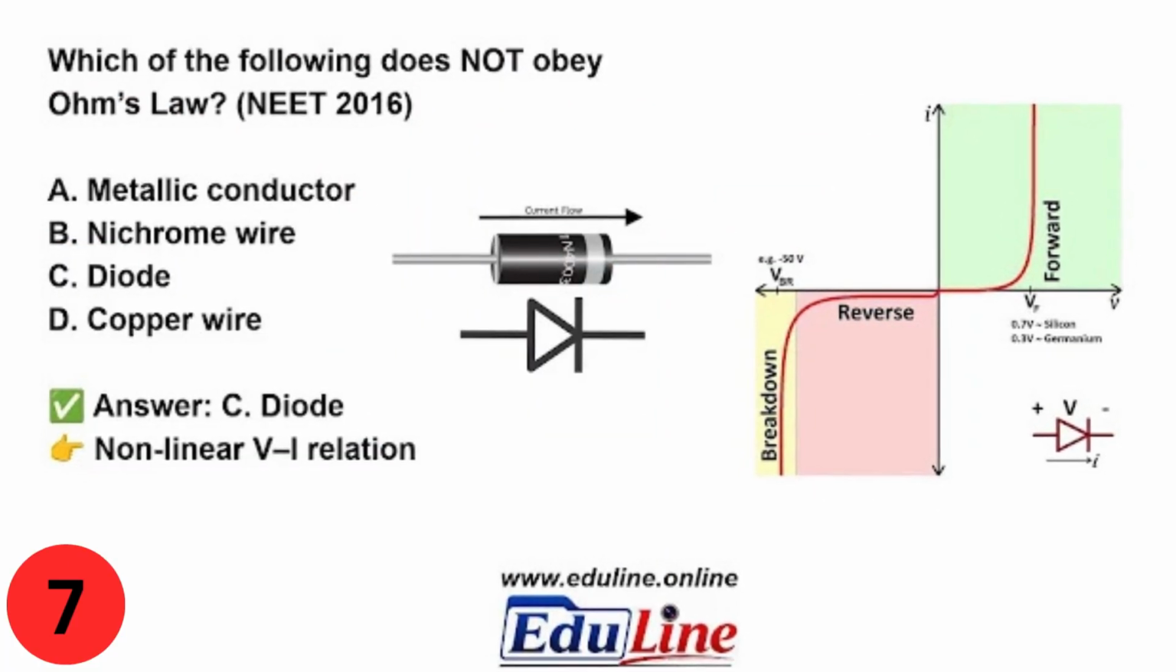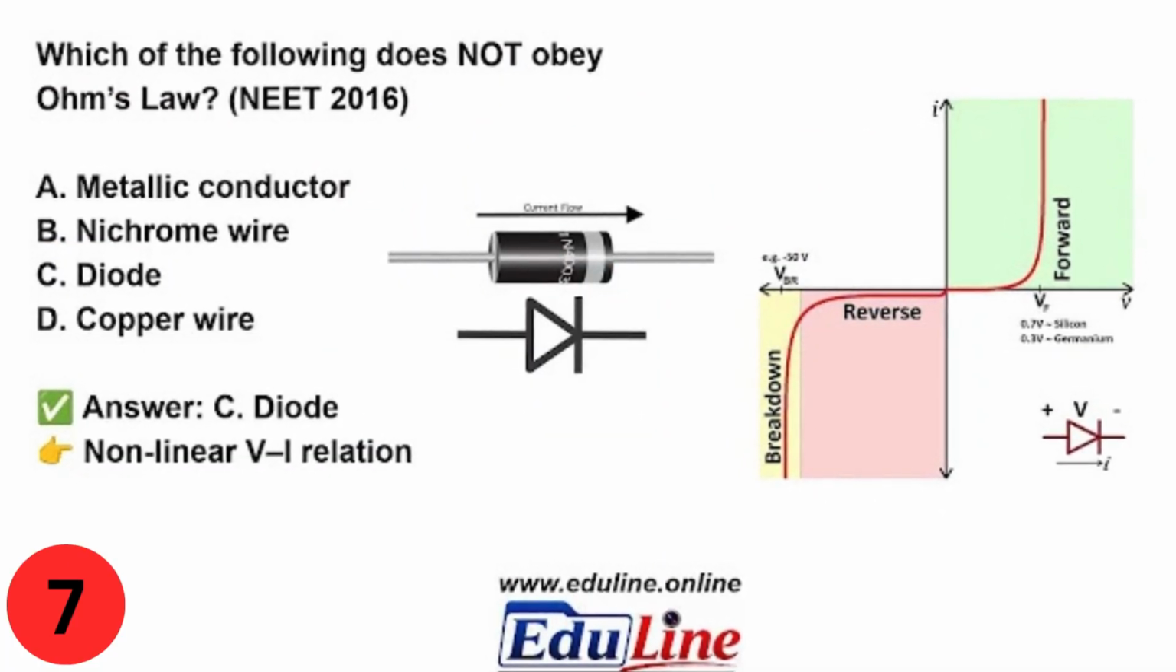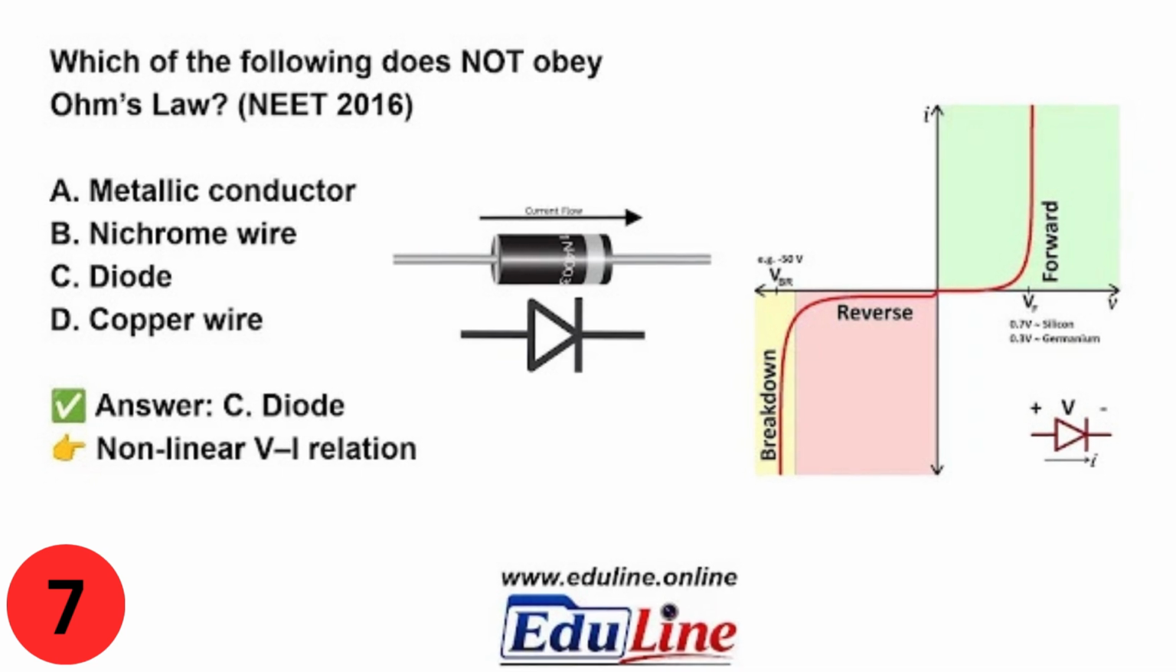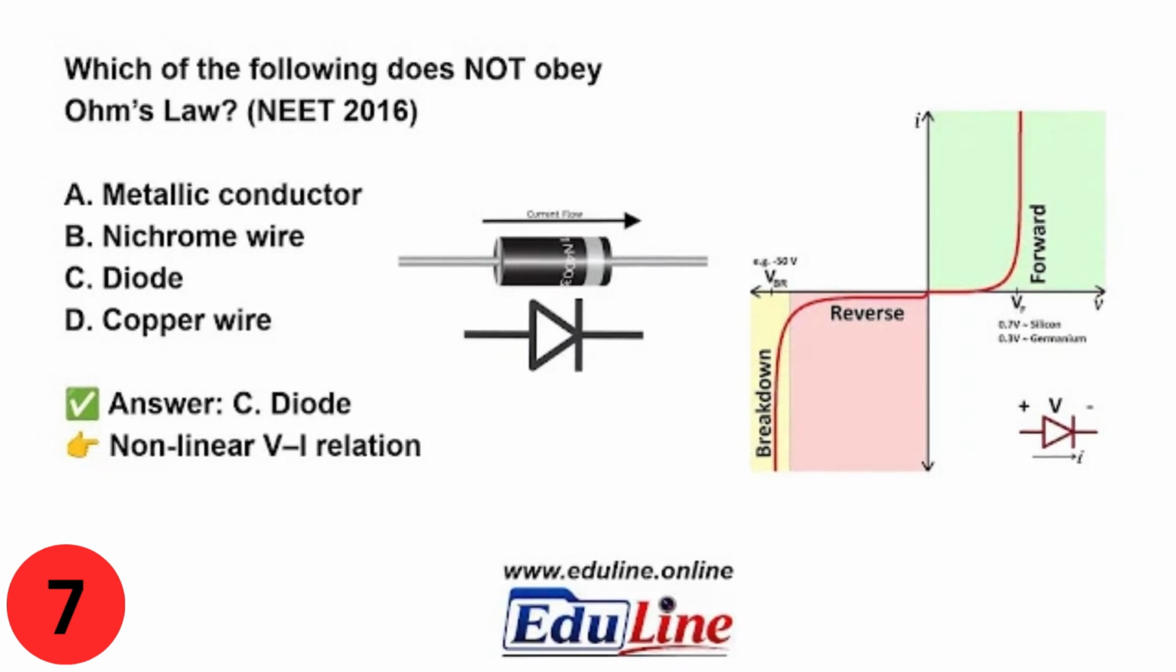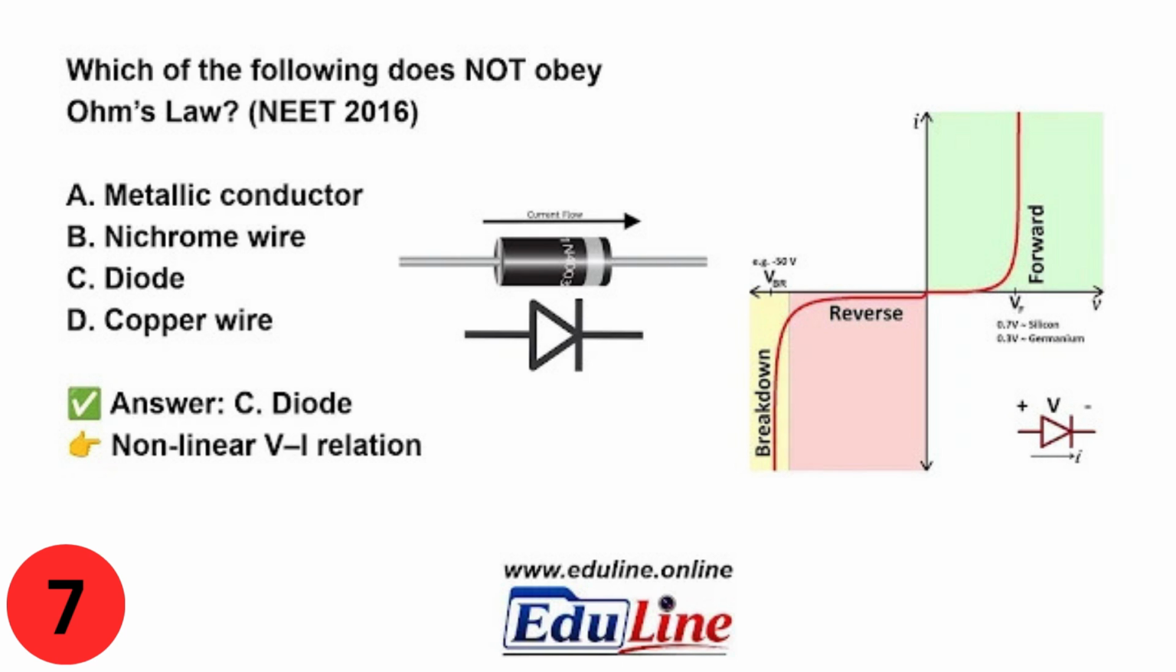Question 7. Which of the following does not obey Ohm's law? Options. Option A, metallic conductor. Option B, nichrome wire. Option C, diode. Option D, copper wire.